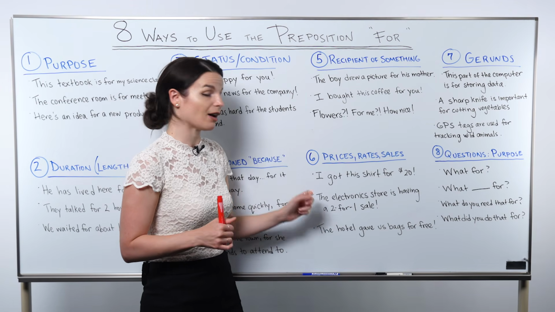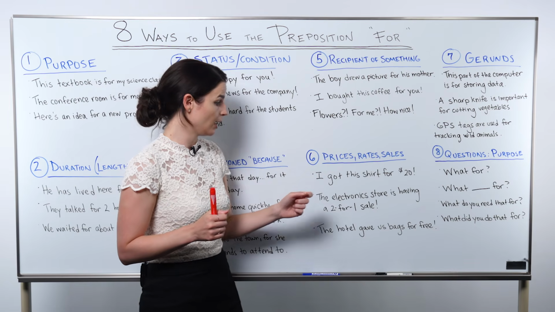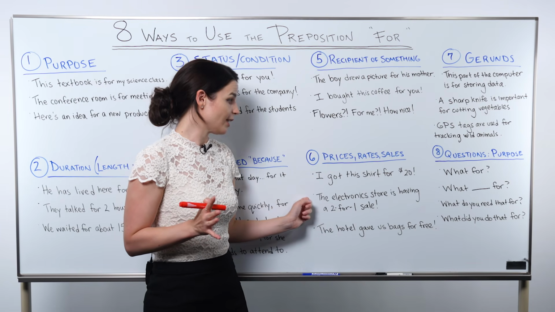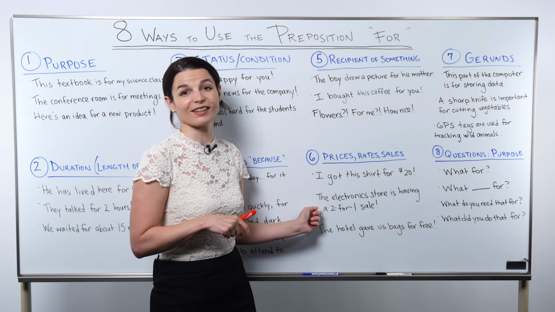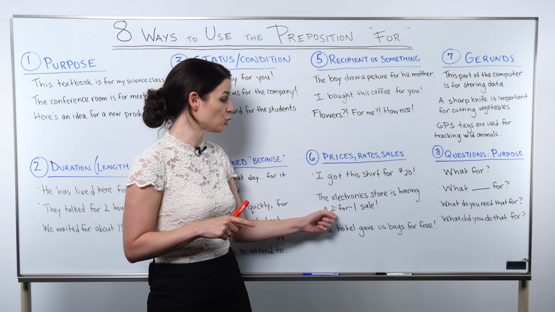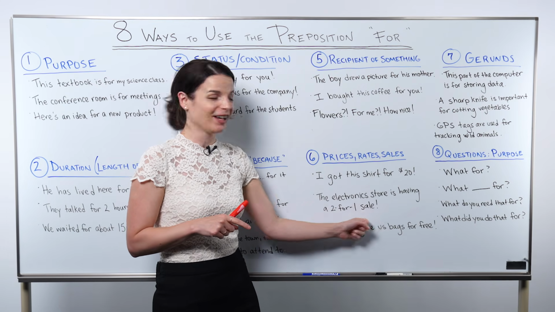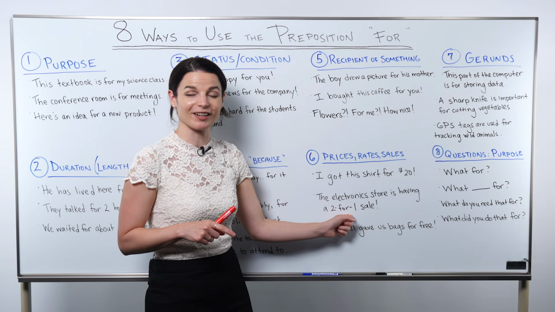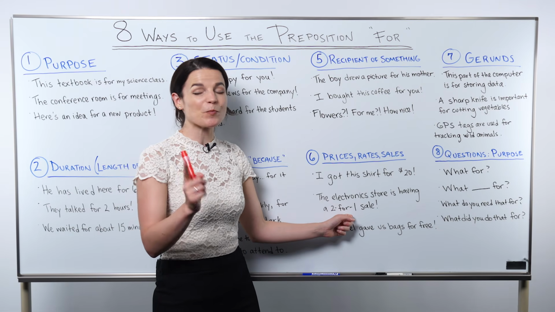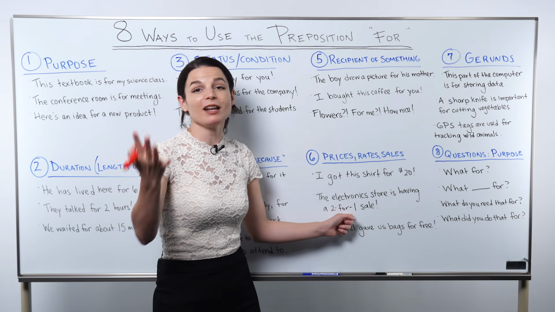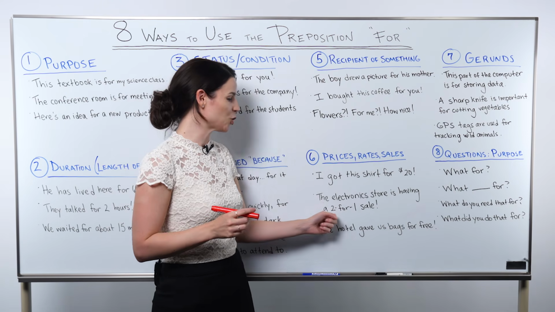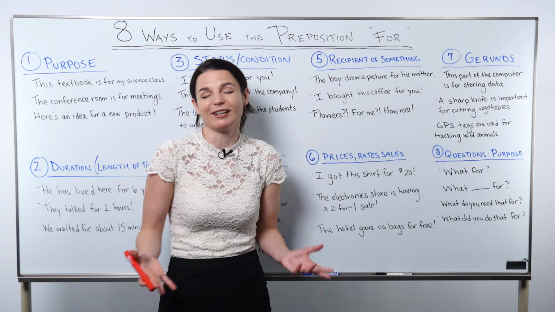This is an example of a discount expression. The electronics store is having a 2-for-1 sale. Here is the for I want to focus on. This is an expression that you might see in any kind of store you can imagine, actually. A 2-for-1 sale, maybe 3-for-1, I don't know.